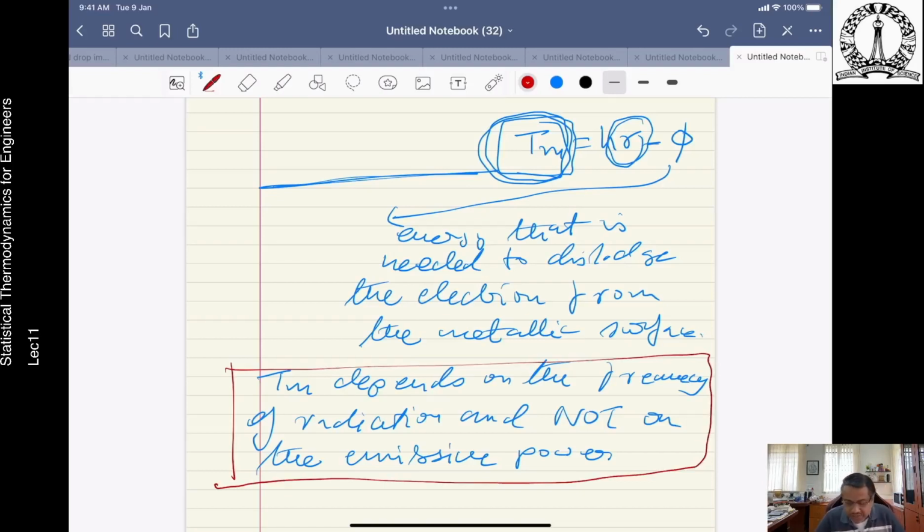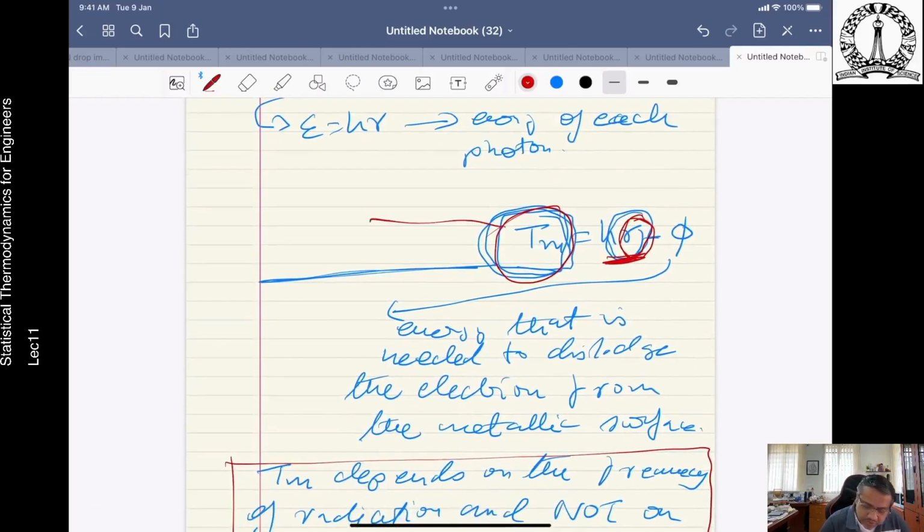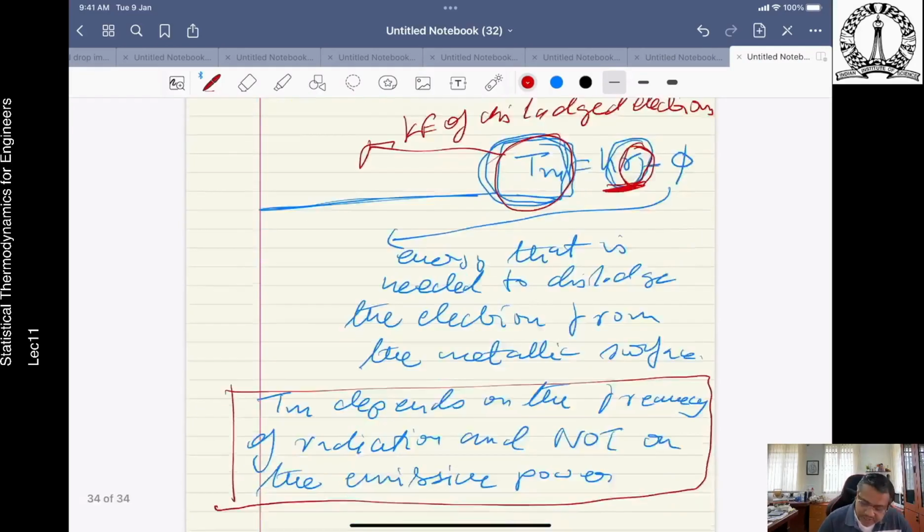And this relationship is linear, it's linearly dependent. The higher the frequency, the higher the kinetic energy of the dislodged electrons. So if I put it formally, this is the maximum kinetic energy of dislodged electrons. So Einstein was able to provide this beautiful explanation.